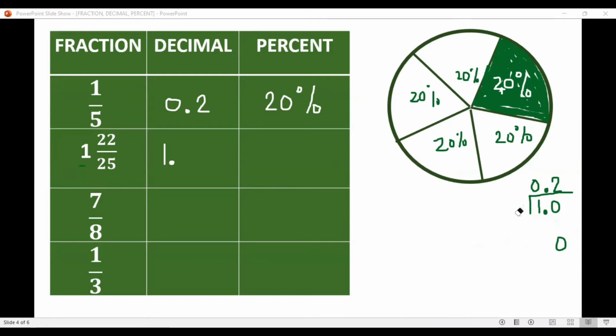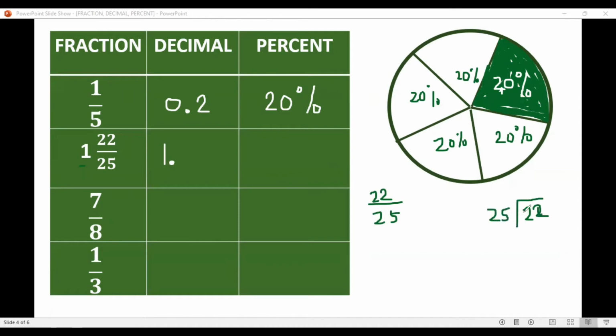Again, it's not advisable to be doing the representation, because what if, for example, it's divided into 700 or more? That will be a lot of work to do. So let's move on to the division. You have 22 over 25. Therefore, what we simply have to do here is to divide your 22 by 25.